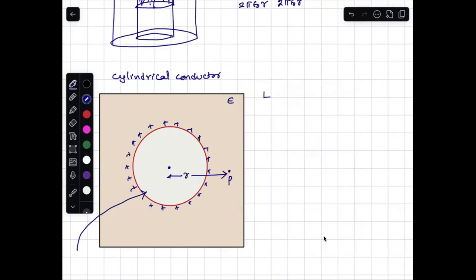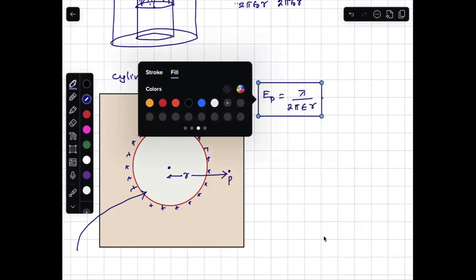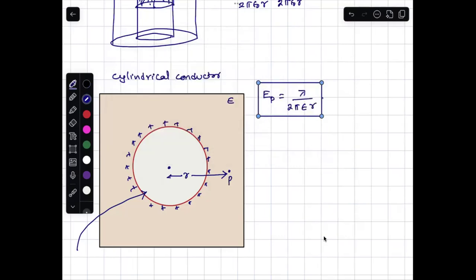At P, the intensity of electric field is given by lambda by 2 pi epsilon R, not epsilon naught R. This is the net intensity of the electric field at the point P. This is for a cylindrical conductor. Even for a spherical conductor, you will have the same situation.